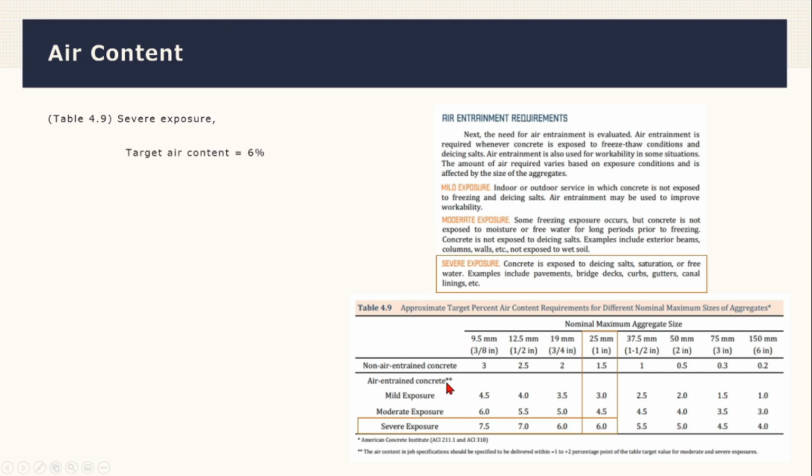And if we take a look at these two asterisks, the air content in job specification should be specified to be delivered within -1 to +2 percentage points of the target value. Therefore, this 6% should be less by 1%, which is 5, and also should be added by 2%, which is 8, and we'll be choosing here the larger air content, which is 8%.